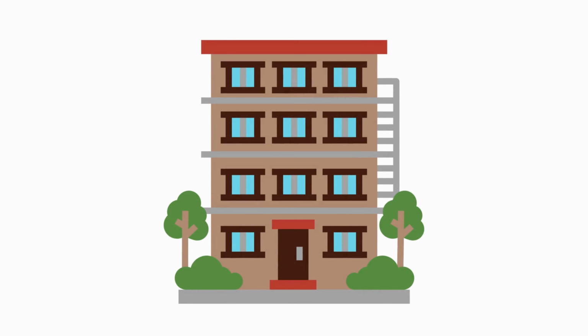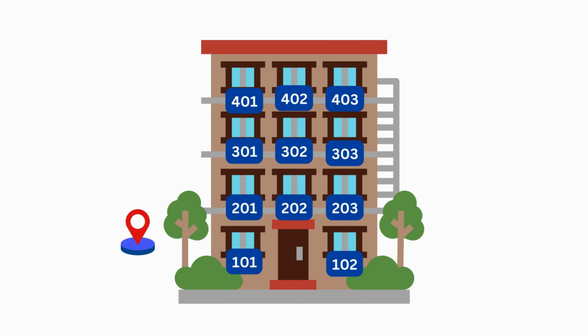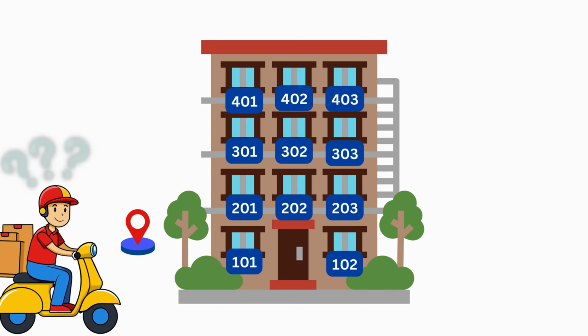Imagine you live in a big apartment building. The building has one main address, but inside it, there are many flats. If there were no flat numbers, delivery people would be confused. They'd reach the building, but wouldn't know where to go inside. This is exactly the problem subnets solve.